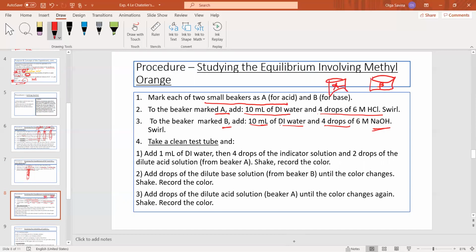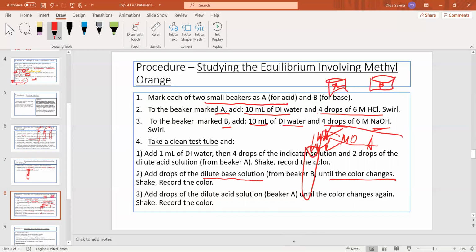Then we will take a clean test tube and add 1 milliliter of water, 4 drops of indicator, I will write it like methyl orange, and 2 drops of the dilute acidic solution from A. It's going to be our acidic solution. Record the color. Then we have to add drops of dilute basic solution until the color changes.